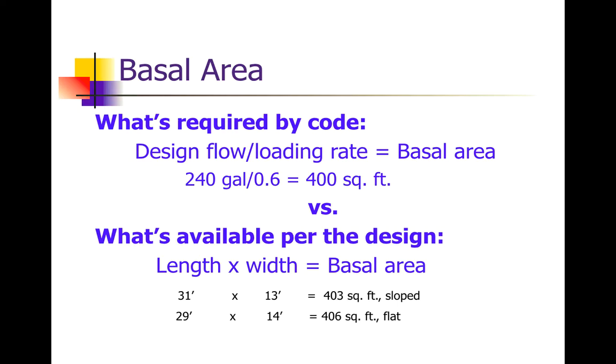If you remember from our flat site, the sloping site is 31 feet long by 13 feet wide. That equates to about 403 square feet. With the flat site, we're at 29 feet long, 14 feet wide, or 406 square feet. So this demonstrates that, in fact, our design meets and exceeds the minimum basal area requirement per code.